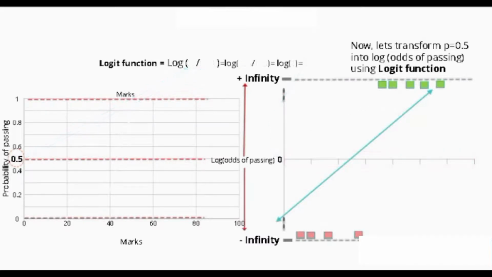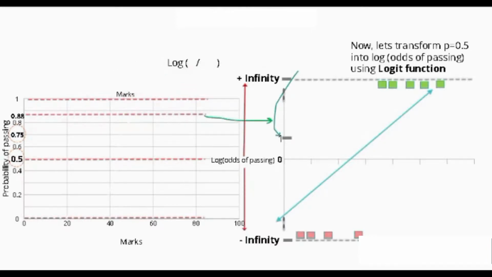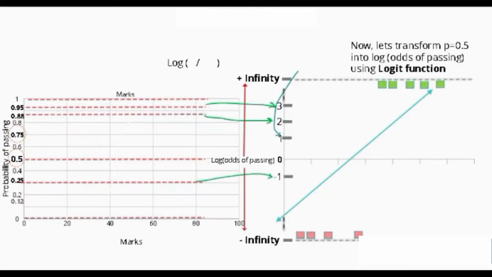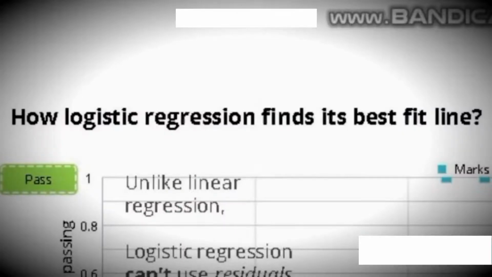Take old threshold of 0.75, plug it into the logit function, and we get 1 as our new threshold. Old threshold of 0.88 to get new threshold of 2. We use old threshold of 0.95 to get new threshold of 3. Then we repeat the same for the rest of the thresholds. Now that we know how the log of odds line is formed, we will again come back to this in a bit. Finally, let's look at how logistic regression finds its best fit line.